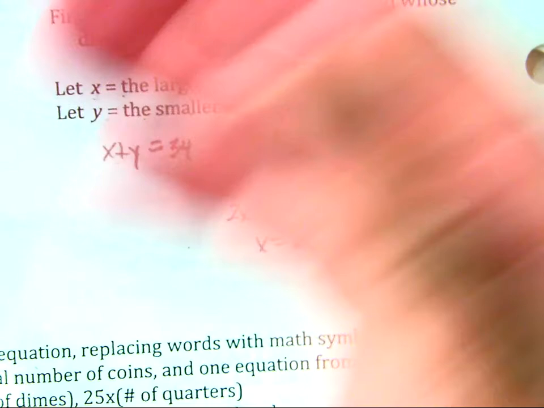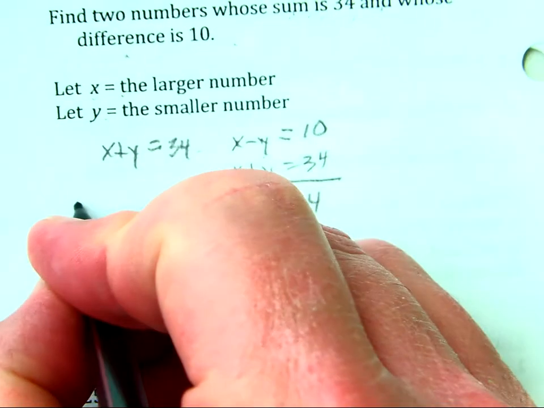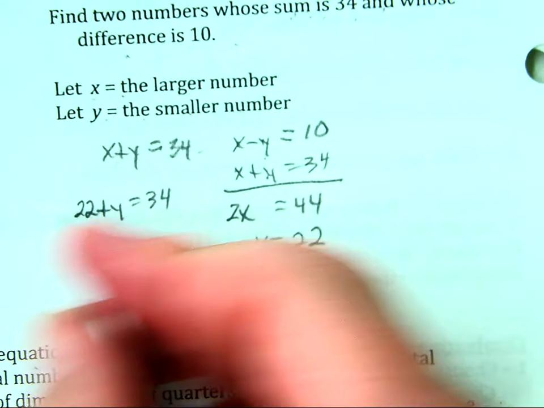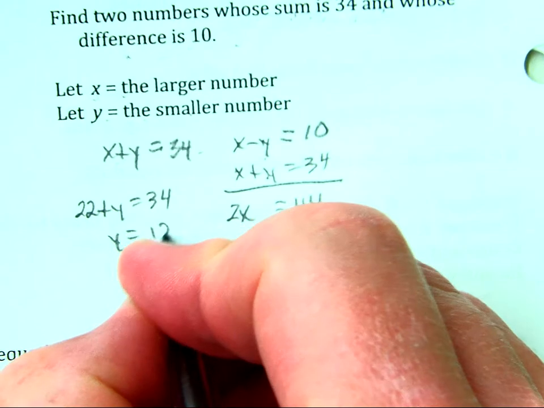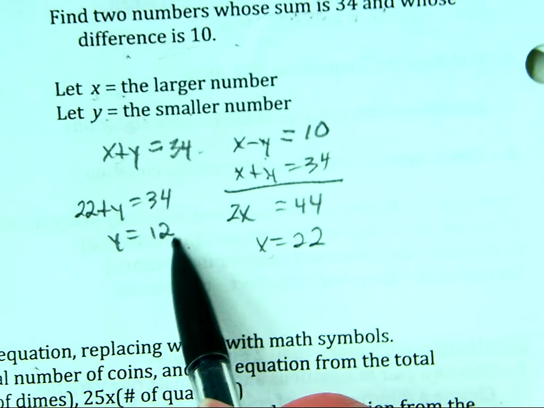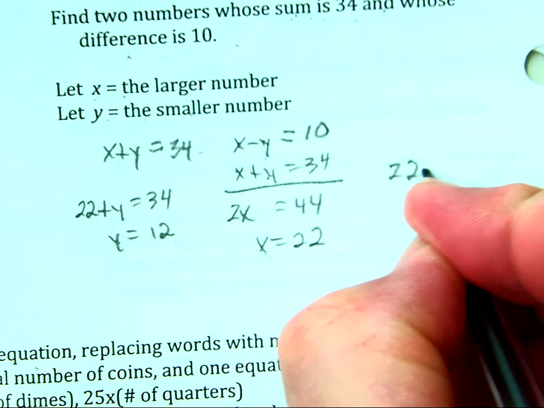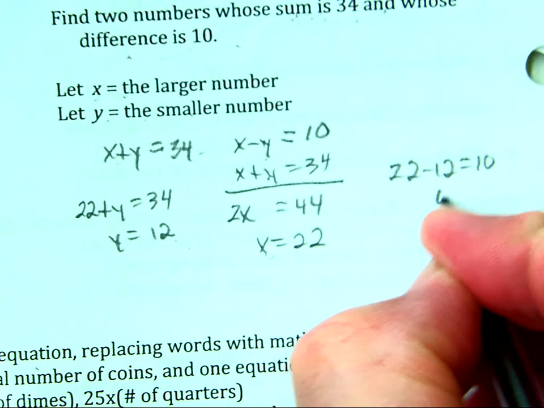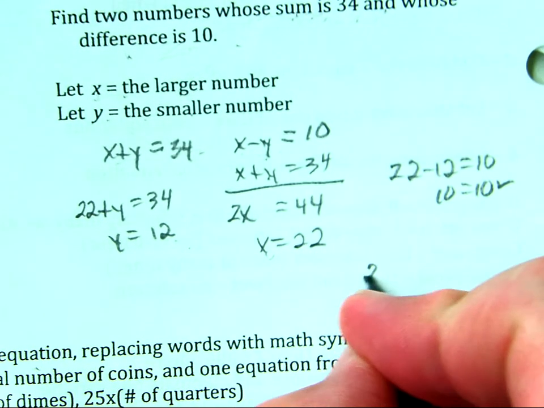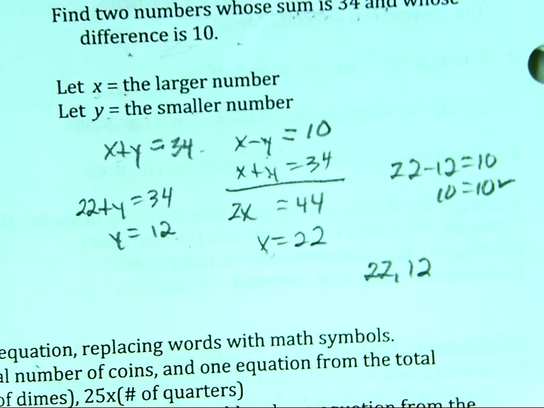Now take that and plug it into one of the two equations. Let's say we plug it into this one. That'd be 22 plus y equals 34. If we subtract 22 from both sides, y equals 12. Now to check if that works, let's plug those two answers into the other equation. Here that'd be 22 minus 12 equals 10. 10 equals 10, so it checks out. So our two numbers are 22 and 12. That's what you do for a numbers problem.